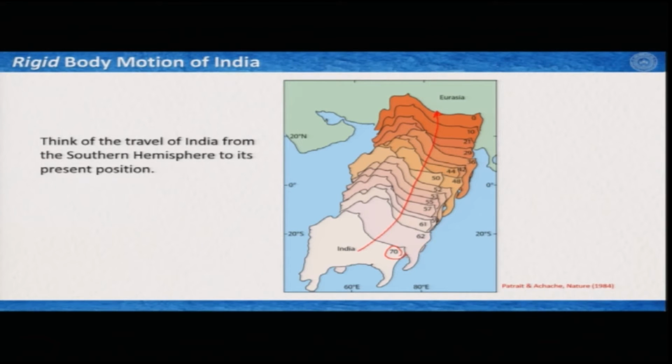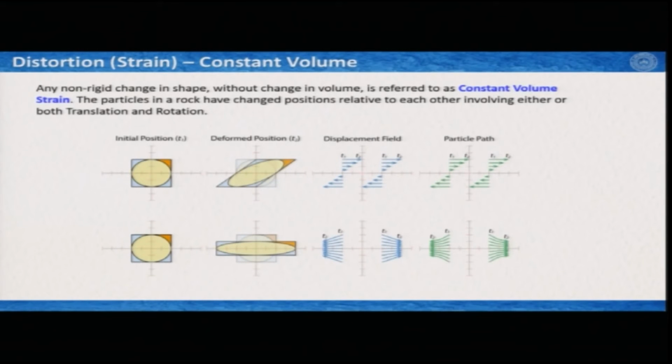But let us have a look what happens when we talk about deformation or distortion and volume change. Distortion or strain at constant volume is defined as any non-rigid change in shape without change in volume, referred to as constant volume strain. The particles in the rocks should have changed positions relative to each other involving either or both translations or rotations.